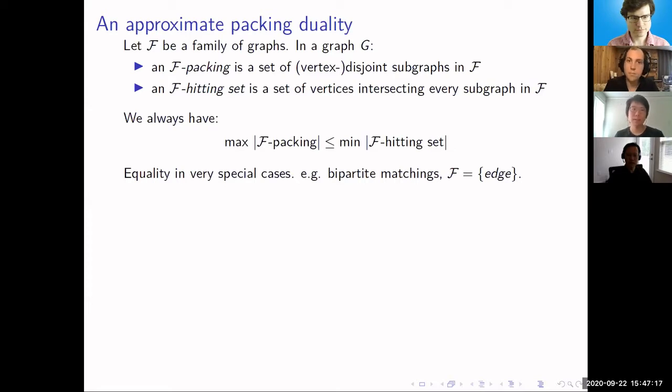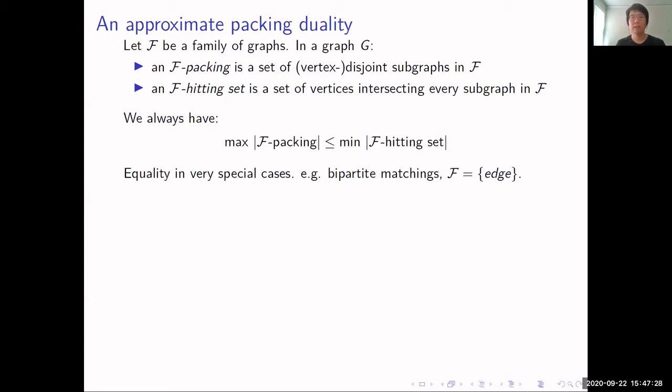For example, if F is a family of cycles, then an F packing is a set of disjoint cycles in a graph. And an F hitting set is a set of vertices that intersect every subgraph that is in F. For example, a cycle transversal is a set of vertices that destroy all the cycles in the graph. Instead of hitting set, people also call these a cover or a transversal, and they call this a packing covering duality. But in this talk, I'll just be using the term hitting set because covers are also used in a slightly different manner, like cycle covers and so on. And I think hitting set is just intuitively a bit easier.